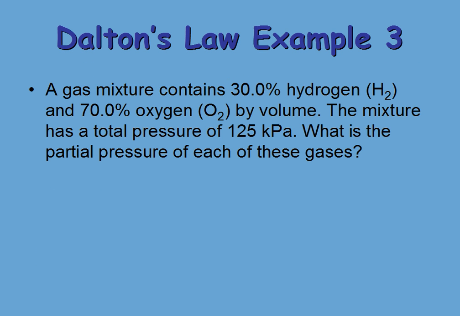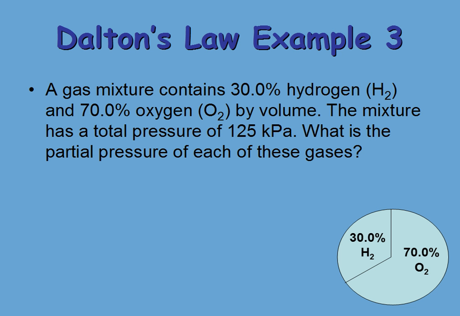All right. The last two examples are going to be dealing with that proportions relationship I talked about. We've got a mixture that is 30% hydrogen and 70% oxygen by volume. And so what that's telling us is that if we were going to treat it like a pie circle, 30% of that circle would be hydrogen and 70% would be oxygen. And that together, with those relative percentages in mind, the total pressure would be 125 kPa.